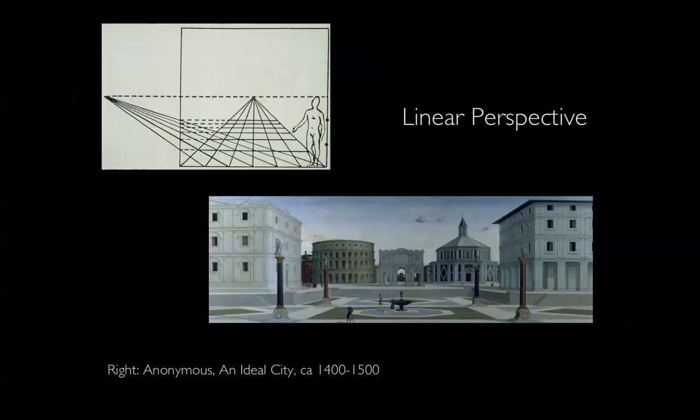This is built on the observation that things that are parallel in reality seem to converge as they move away from us. As we look at this image here of the Ideal City, we assume that on this plaza with decorated tiles, these two white lines are actually parallel to each other. But we notice that they seem to be angling in and that they would meet approximately in the middle of the painting here.